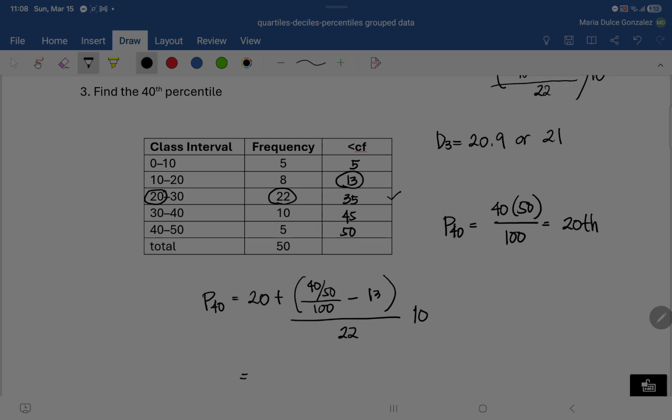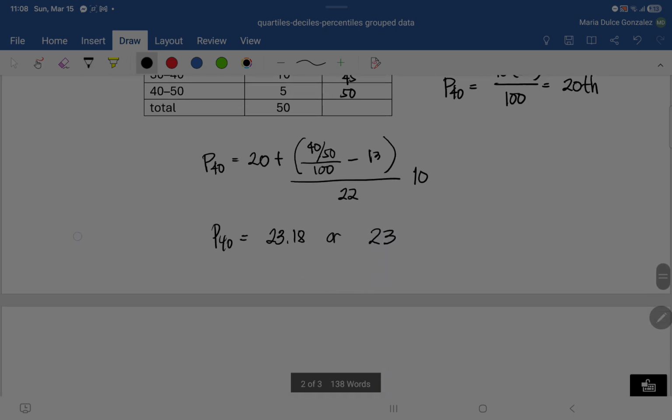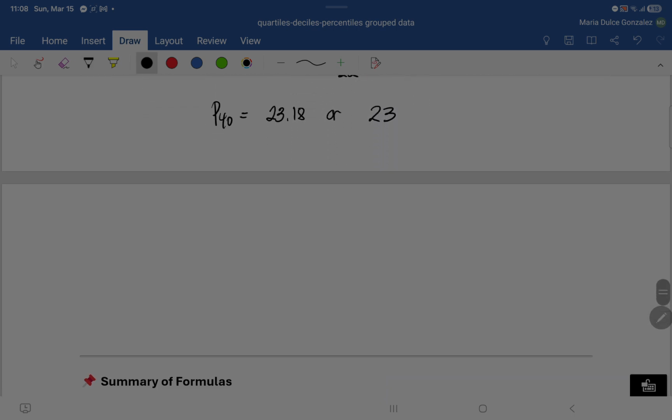So that will give us 40 times 50 divided by 100, that would be 20, minus 13, divided by 22, times 10, plus 20. P40 is 23.18, or that would be equal to 23. Okay, so I hope you got my explanation.